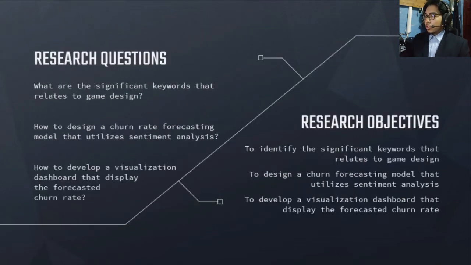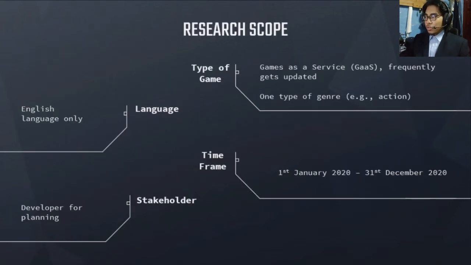Moving to research questions and objectives, to solve this problem, some research questions have been formed, which are the following, and to answer the research questions, the following research objectives are developed. Moving to research scope, the type of game that is chosen is games as a service. Games as a service is a type of game that frequently gets updated, therefore the player base is significantly active compared to single player games that focus on story, which have less replay value. In addition, only a single genre will be focused on, such as action. Only English language reviews will be taken into consideration. A time frame is selected for 1 year.